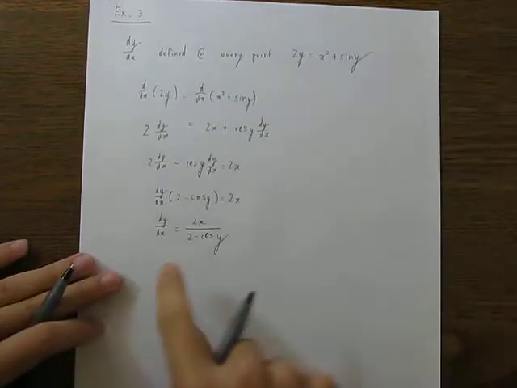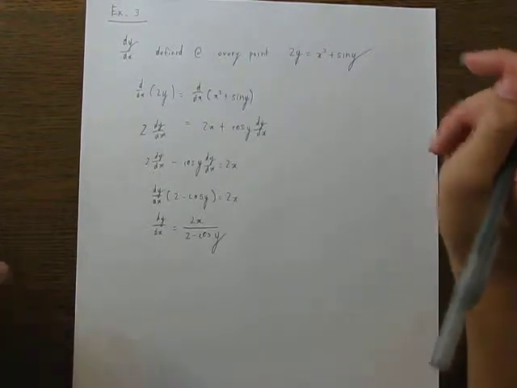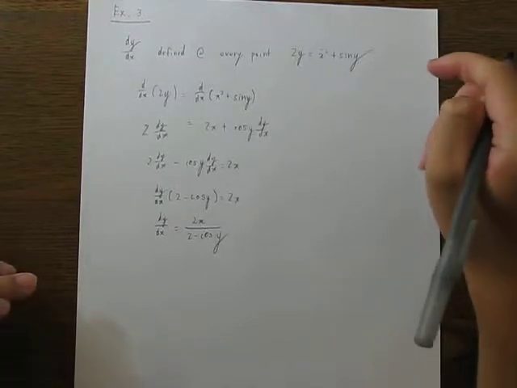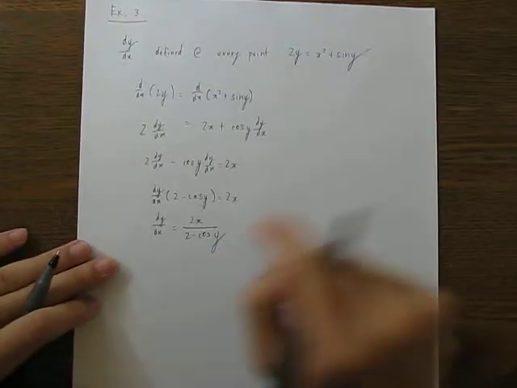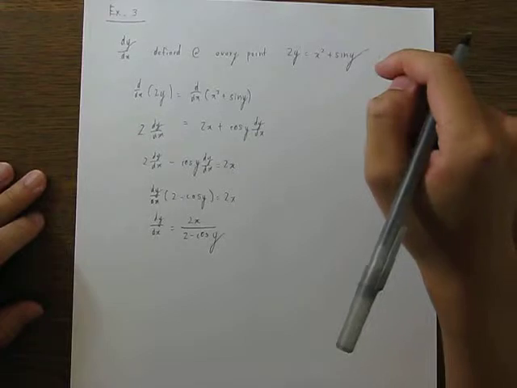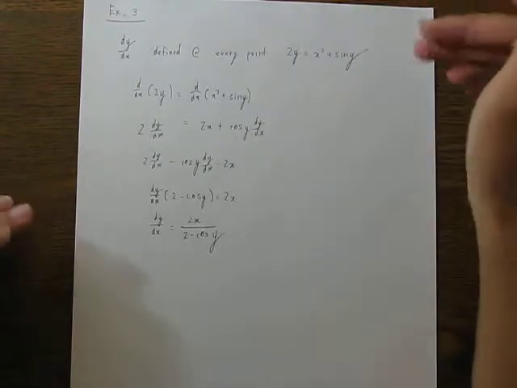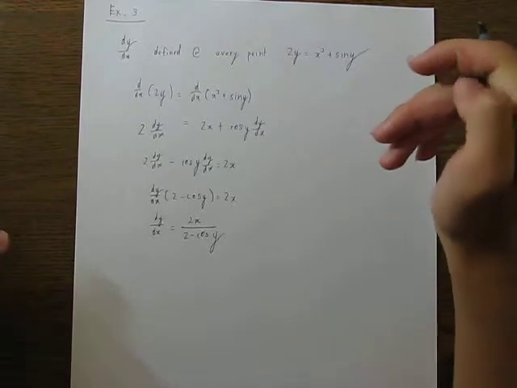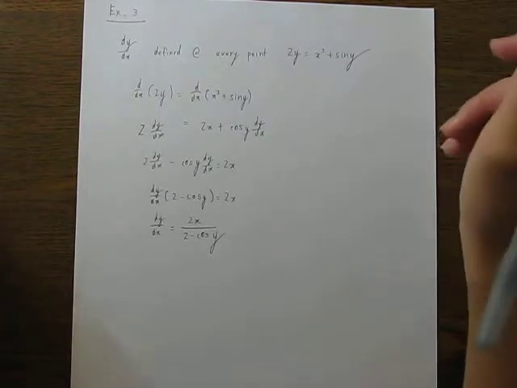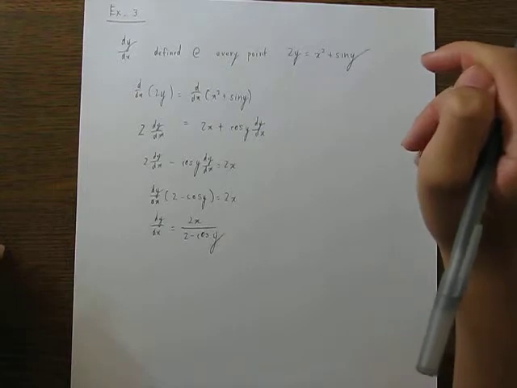Now you have dy/dx, and the formula for dy/dx is defined at every point (x, y), except for those points at which cosine y equals 2. Since cosine of y cannot be greater than 1, this never happens. Which is why the original problem holds that the slope dy/dx is defined at every point on the graph 2y equals x squared plus sine y.